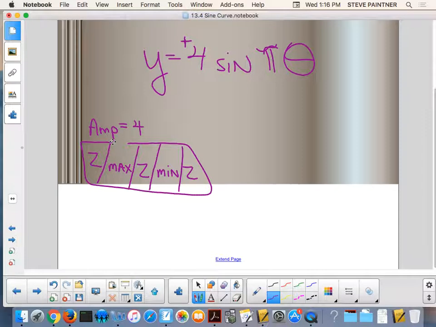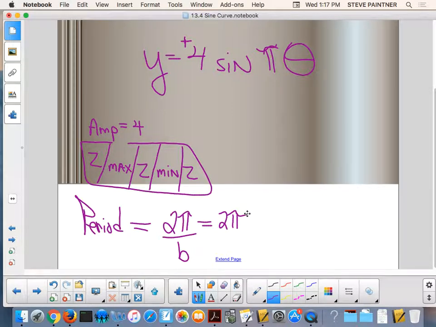Here's the hard part. After you write down the amp, that's easy. The hard part might be the period. But the period is always 2 pi, unless the B value is different than 1. Well, you have a pi. So you take 2 pi, the normal period, and just divide by B. Well, what's B? It's pi, which is 3.14. It's a kind of a strange number. But you would just take 2 pi and divide by the B value, pi. This is B, right there.